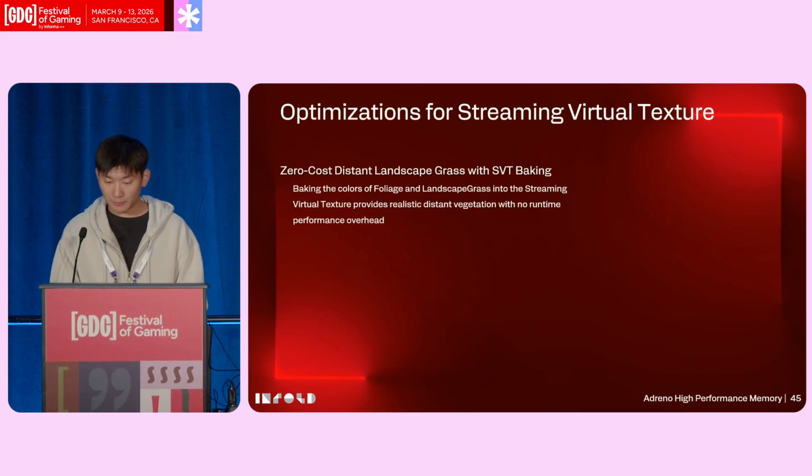Now, on to streaming virtual texture, our zero-cost distant grass trick, which is all about swapping runtime work for build-time work. Rendering far-field grass is a disaster on mobile. Tons of draw calls, useless vertex processing, and player only see tiny specks anyway. So we bake distance grass and foliage colors directly into the color streaming virtual texture at build time. No more 3D geometry for far grass, it's just part of the terrain texture, part of streaming virtual texture. Zero runtime performance cost.